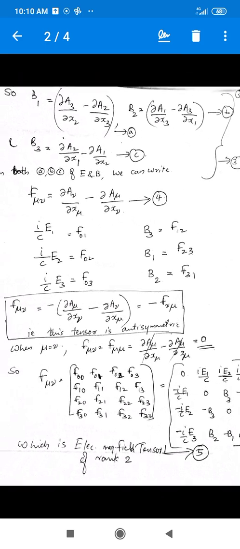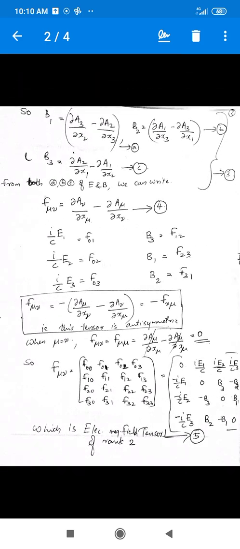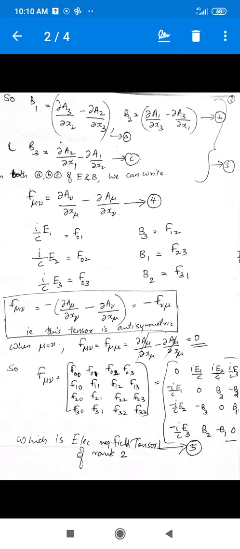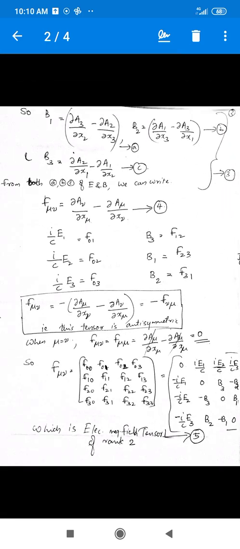So now let us write ABC of E and B. From both ABC of E and B, we can write together. We can combine these three equations of electric field and magnetic field together as F mu nu. So instead of electric field and magnetic field, we are writing E or B. Instead of E or B, we are writing F mu nu.